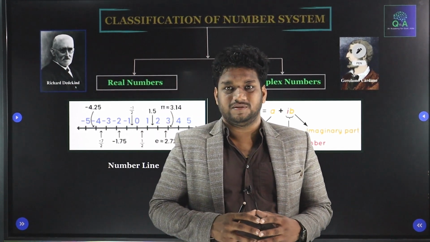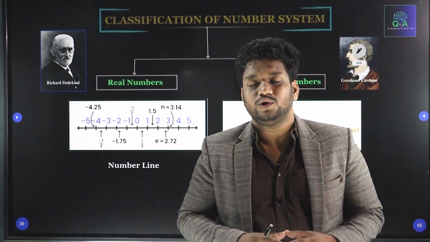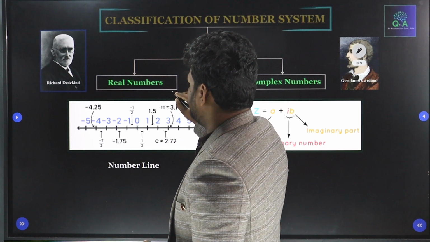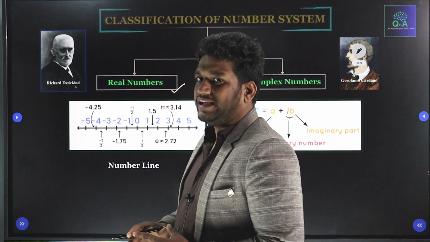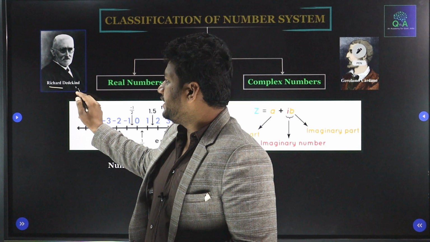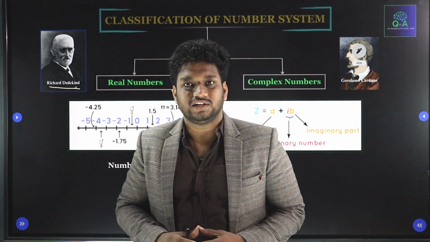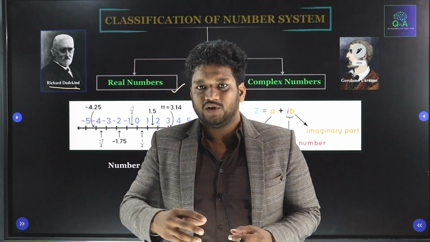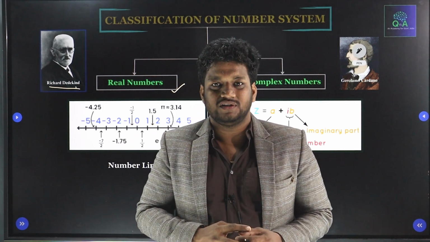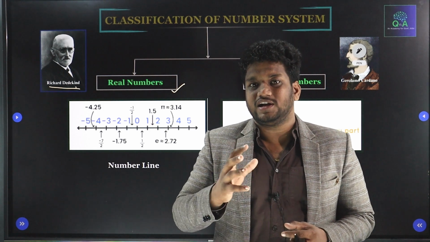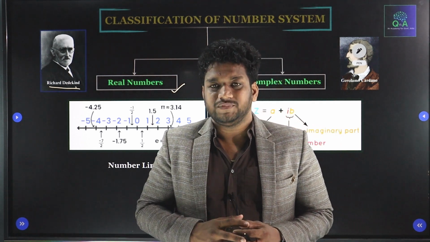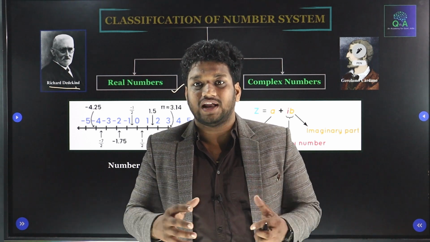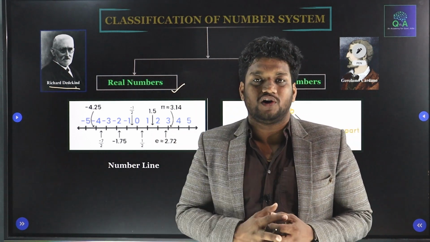The classification of number system is divided into two different parts. The first part is real numbers. The real numbers were introduced by Richard Dedekind. He thought that in the decimal number system, there are some types of numbers which are truly real. So how did he say they are real numbers? He said that any number which we can represent on a number line is called a real number.